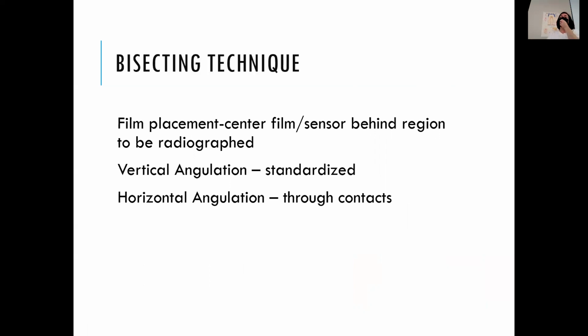So yes, film placement is in the center of the film. Your sensor is behind the area to be photographed. And then your vertical angulation is standardized. The reason why this is standardized is because if you set these things up just so, typically, if you're too steep or too flat, you're going to have more distortion. So they give you these standardized degrees, and that'll come up in the slide here too. It's hard because some of these you have to get through the slide to get to the question that you might have.